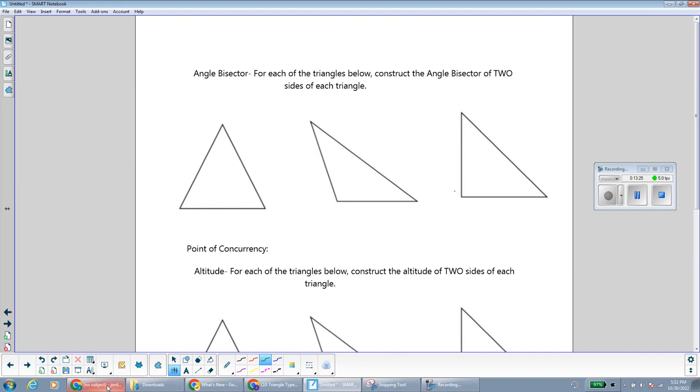Next, I'm going to construct an angle bisector of the obtuse triangle once again. So to bisect an angle, I'm going to put my compass point on the vertex of the angle that I'm bisecting. So I'll bisect this corner angle first. I'm going to open up my compass. It doesn't matter how much. I just want to intersect the angle in two spots.